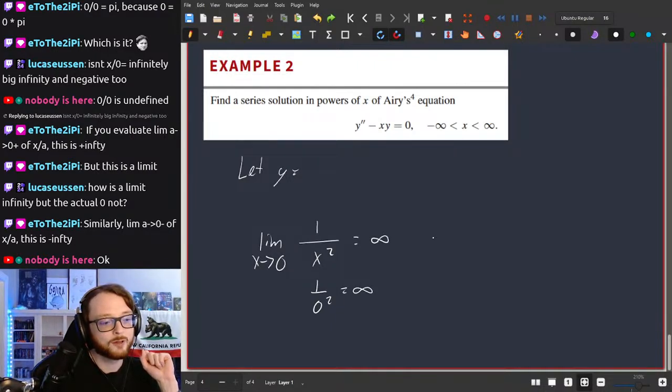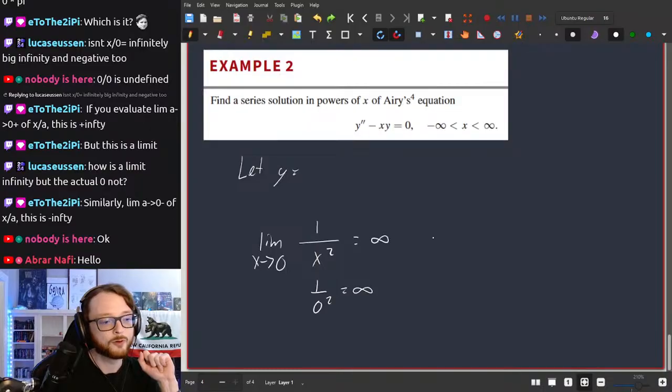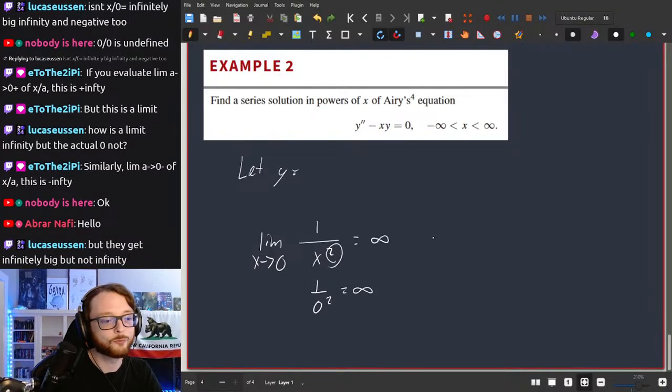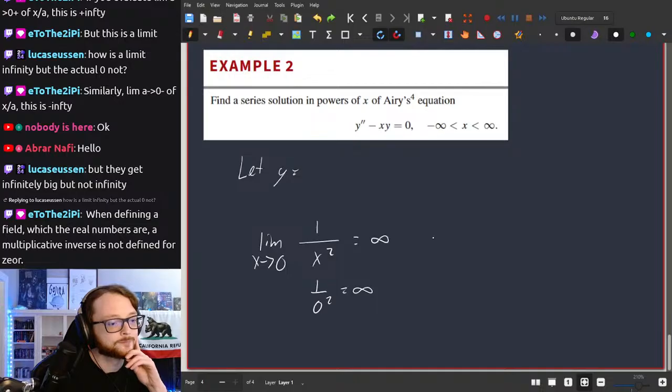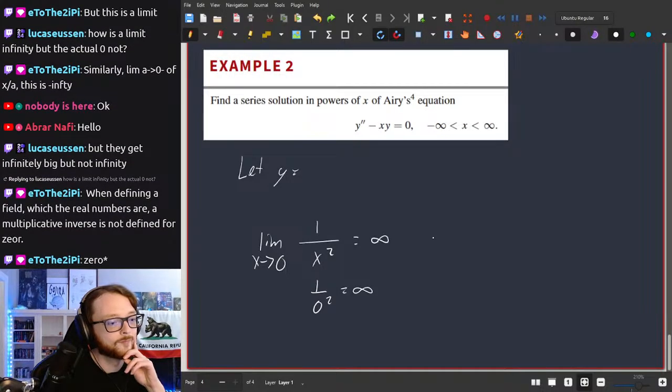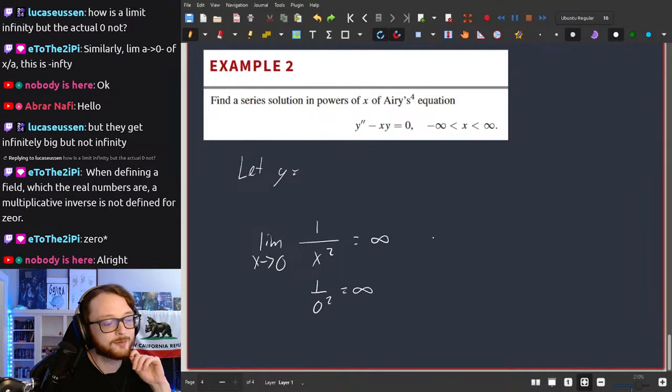In this case you would find that the numbers are unbounded the closer to 0 that you get. They're just getting higher and higher. I'm talking about squared here because with 1 over x, it's a little bit weirder. They get infinitely big, but not infinity. Yes, but you can make it as big as you like. That's what she said. Hey, Abrar.